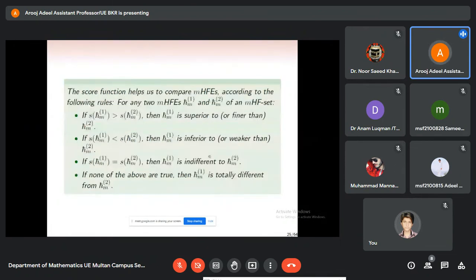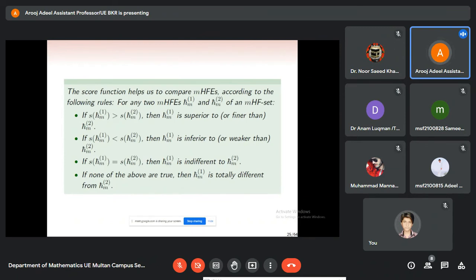Here is the sum of the inferior form of the score functions, where when a score is superior and when a score is inferior is given in this condition, and the score is indifferent when 2 scores of the different M-polar Hesitant Fuzzy elements are equal. They will be indifferent. But if they are not equal, then both the elements are totally different. There the score function fails to evaluate.